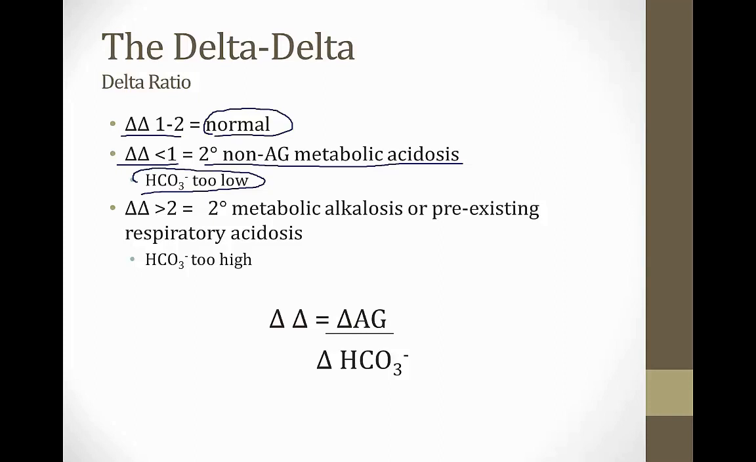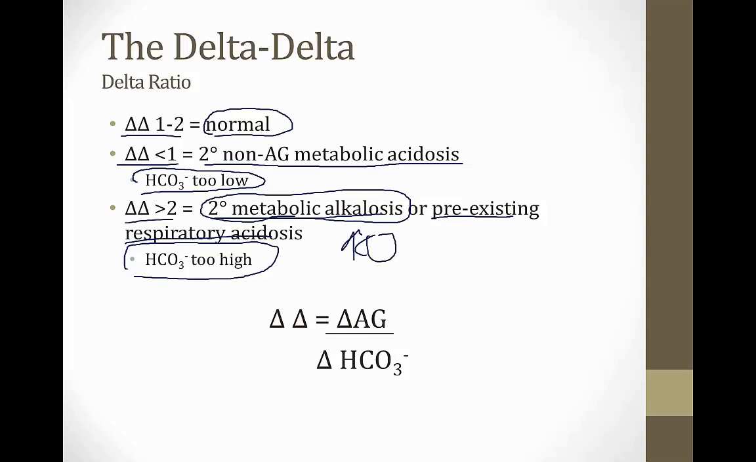the level too low. If the delta-delta is greater than 2, it means there's a secondary or concomitant metabolic alkalosis or a pre-existing respiratory acidosis. This happens when the bicarb is too high. So you have an anion gap metabolic acidosis, but the bicarbonate level is higher than expected. The two reasons that occur is if you have a concomitant metabolic alkalosis, or if the patient has a pre-existing chronic respiratory acidosis. This means they chronically retain CO2 in their lungs and they walk around with a high bicarb from the renal retention. Either of these two acid-base disorders can give you a high bicarb, and that's why you end up with a delta-delta greater than 2.